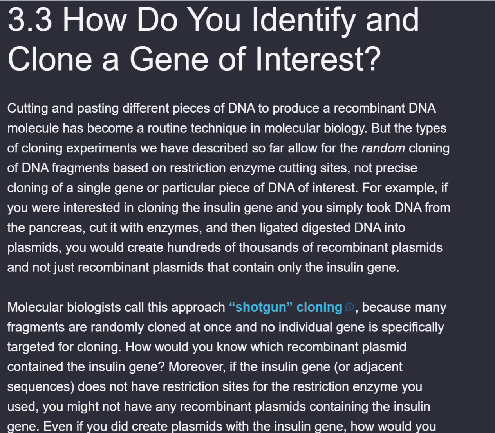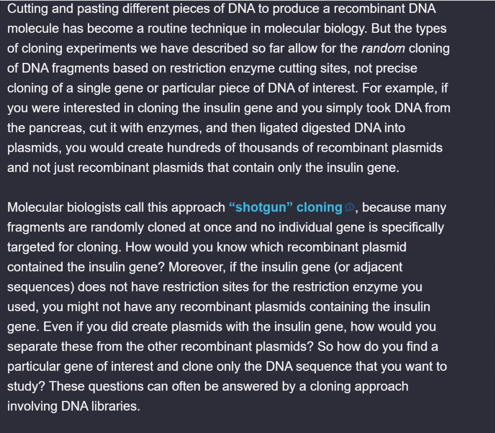3.3 How do you identify and clone a gene of interest? Cutting and pasting different pieces of DNA to produce a recombinant DNA molecule has become a routine technique in molecular biology. But the types of cloning experiments we have described so far allow for the random cloning of DNA fragments based on restriction enzyme cutting sites, not precise cloning of a single gene or particular piece of DNA of interest. For example, if you were interested in cloning the insulin gene and you simply took DNA from the pancreas, cut it with enzymes, and then ligated digested DNA into plasmids, you would create hundreds of thousands of recombinant plasmids, and not just recombinant plasmids that contain only the insulin gene.